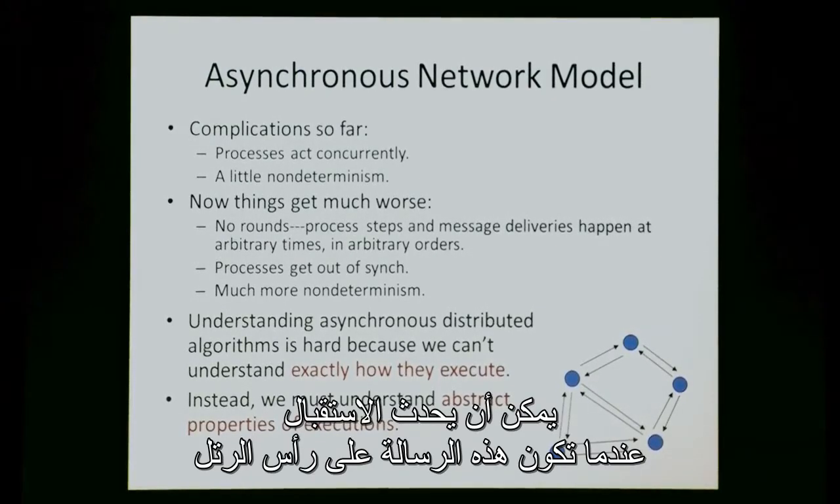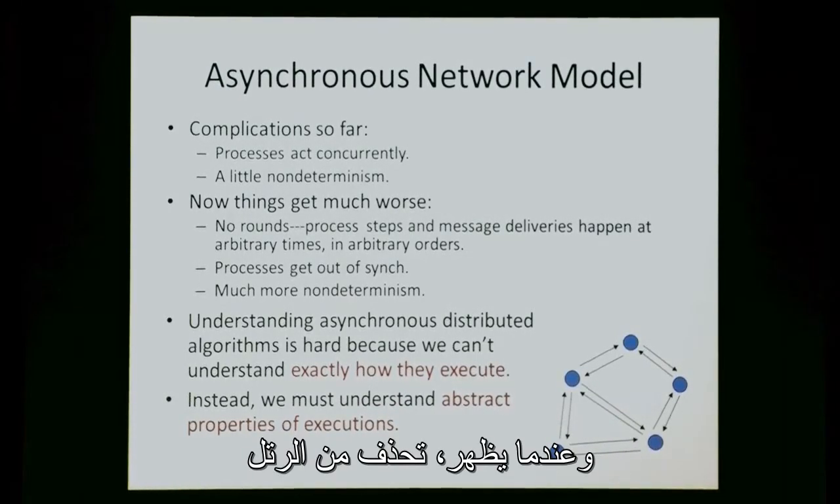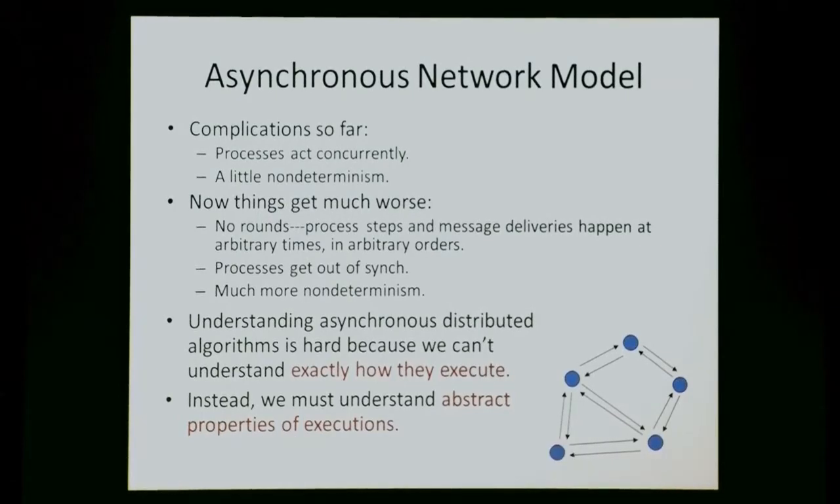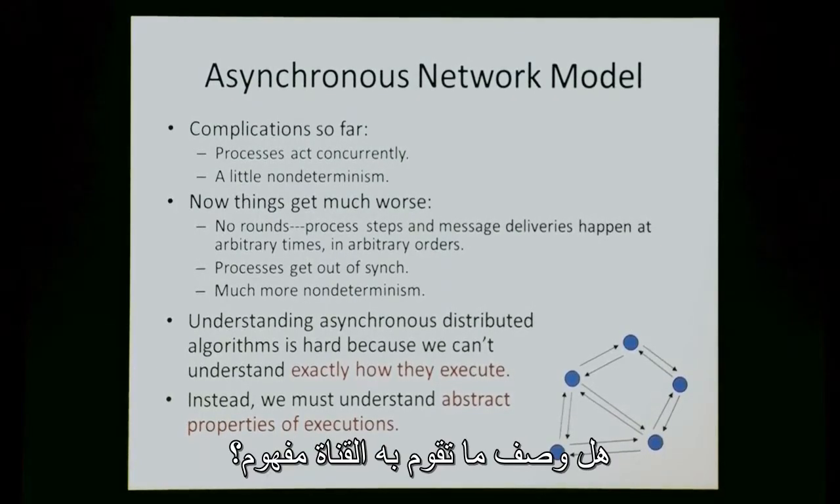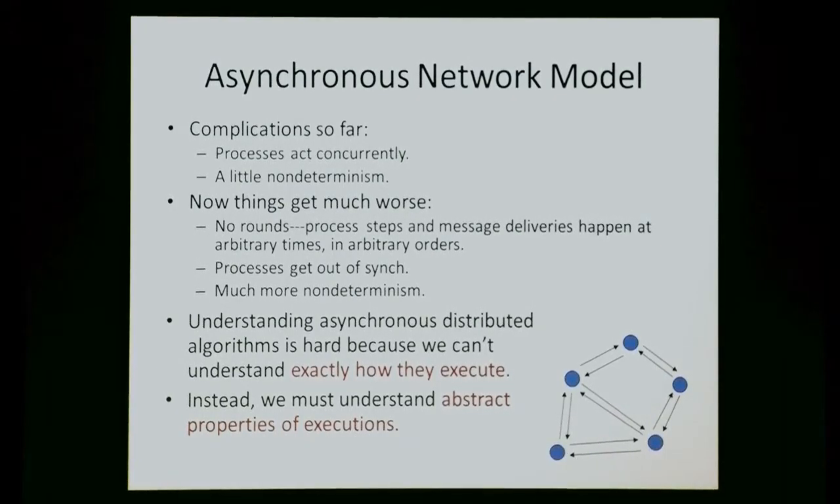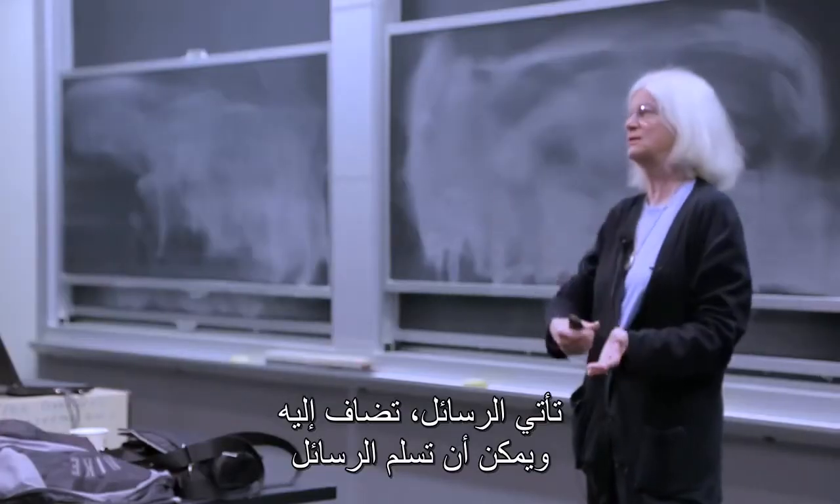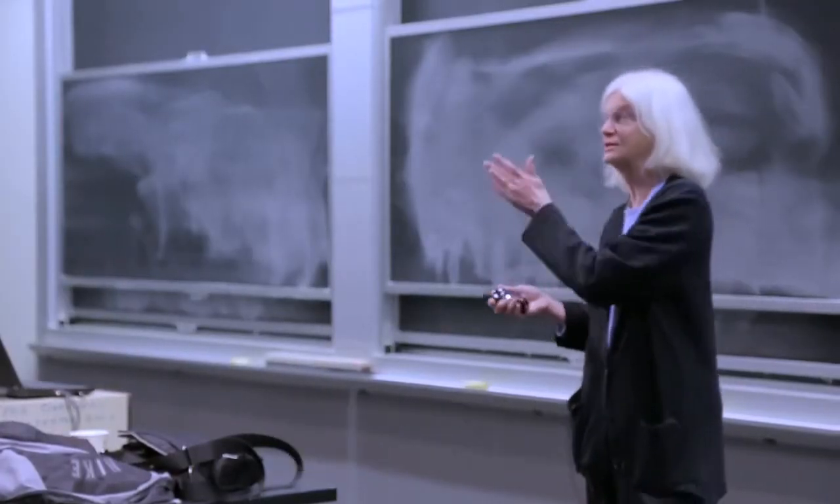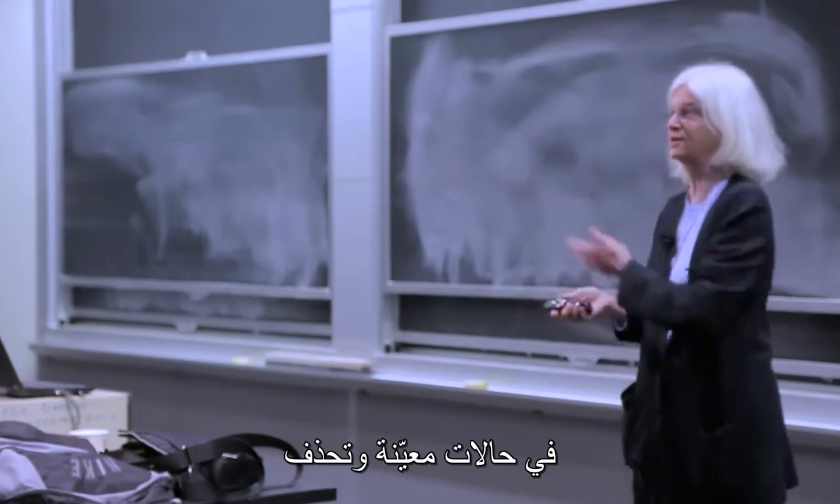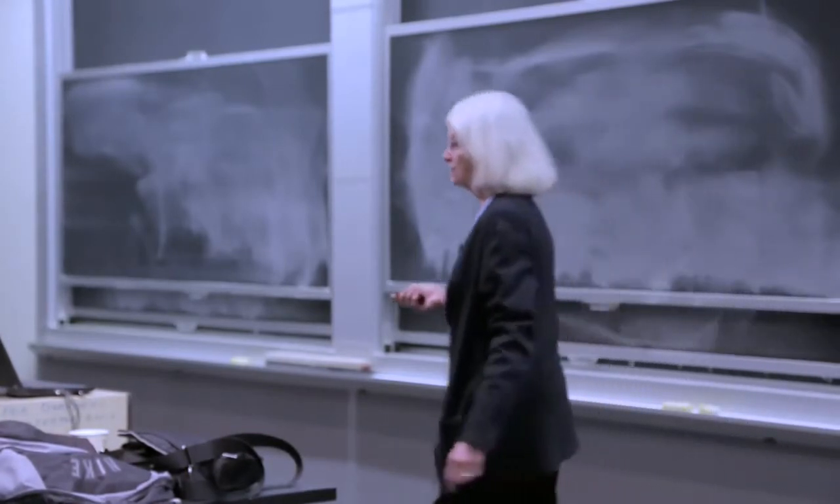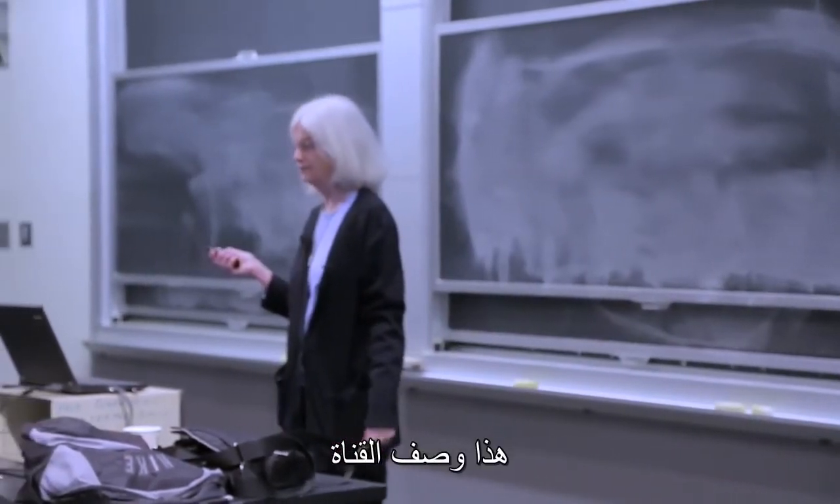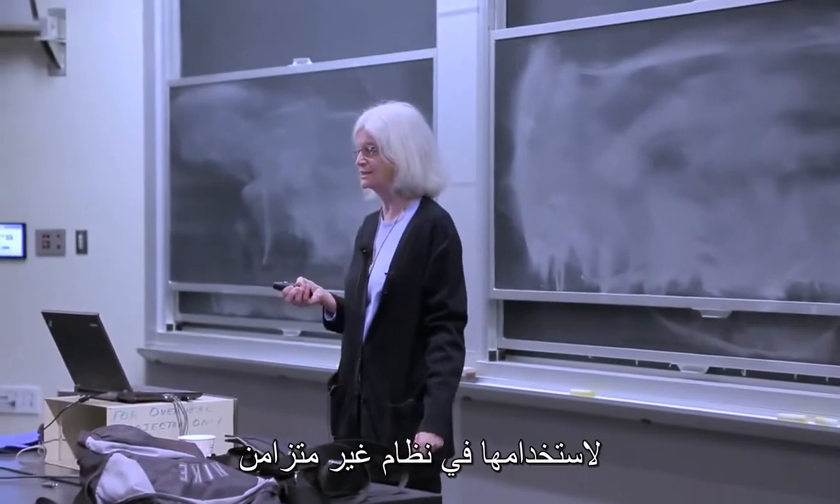A receive can occur only when this message is at the head of the queue, and when it occurs, it gets removed from the queue. So does this make sense as a description of what a channel does? Messages come in, get added to it, and then messages can get delivered in certain situations, and they get removed. Okay, so that's a description of a channel to be used in an asynchronous system.